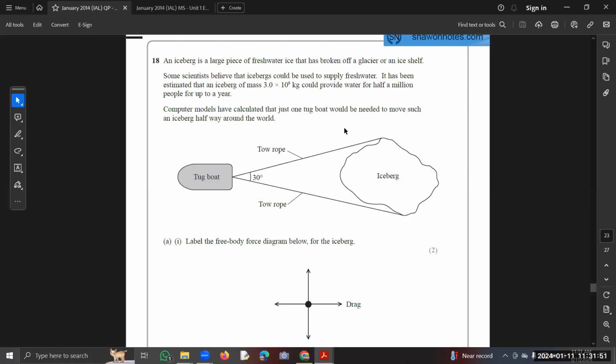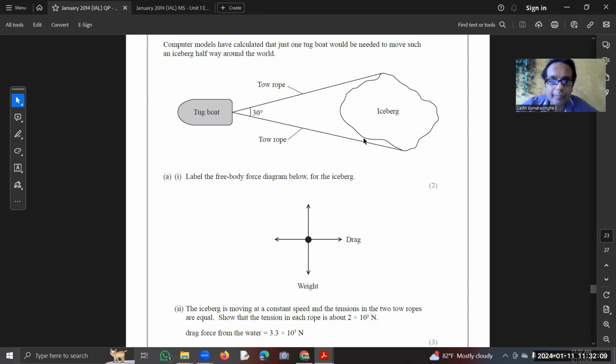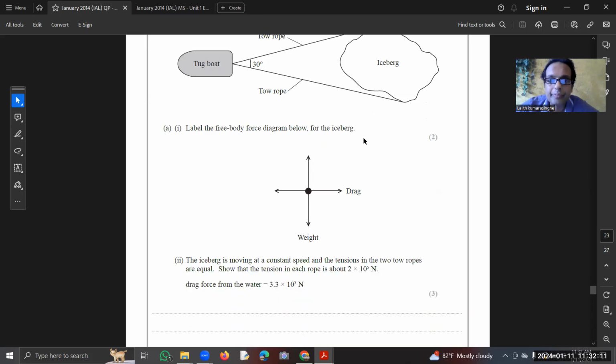Okay, we'll check this sum out. There are two interesting parts in this sum. 2014 Jan, question 18. A tugboat is towing an iceberg. The three-body force diagram is labeled. The upward force is upthrust.